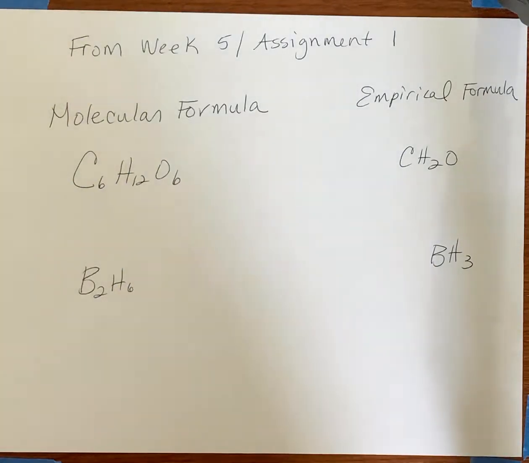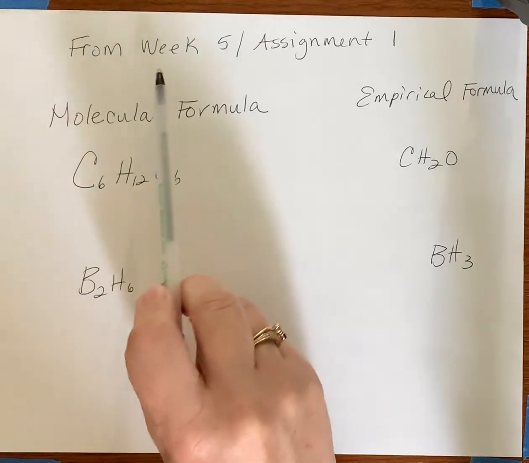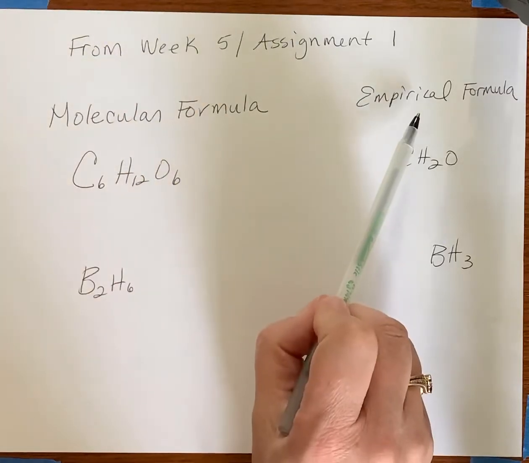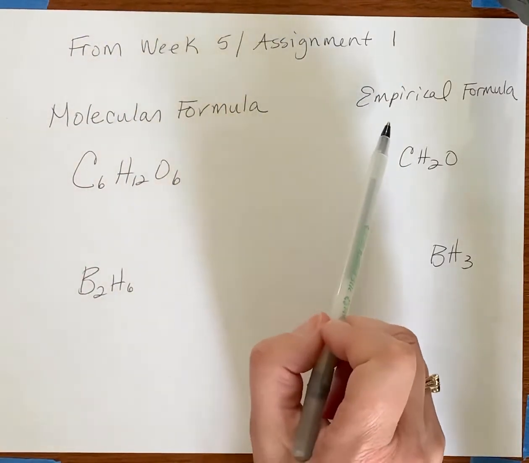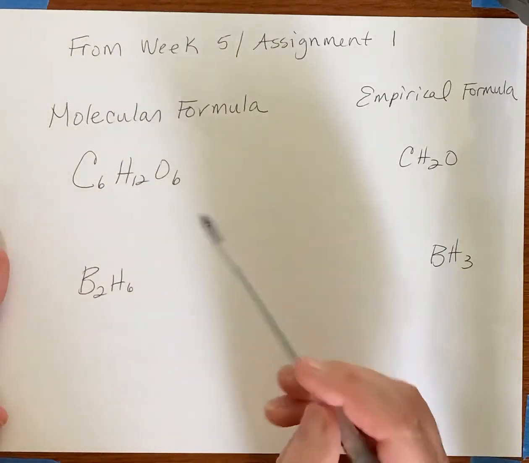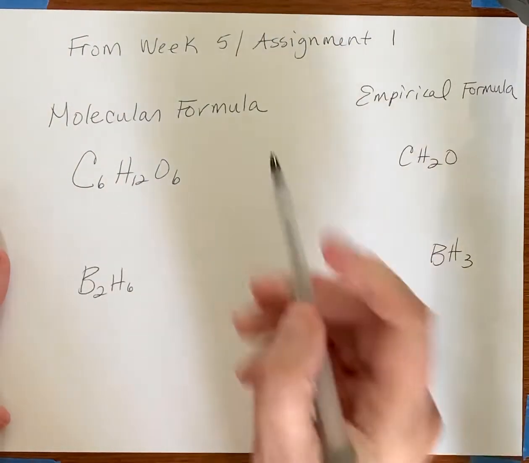So today I want to take what you learned last week and go a step further with it. The first thing that we did last week in the week 5 assignment 1 is you looked at molecular formula and empirical formula. We defined both of those and we understand that empirical formula is the reduced form of the molecular formula. In the assignment, I had given you some molecular formulas and you gave me the empirical formula.